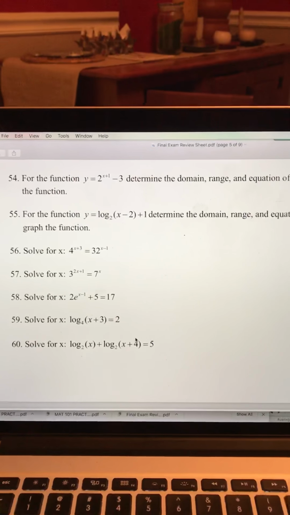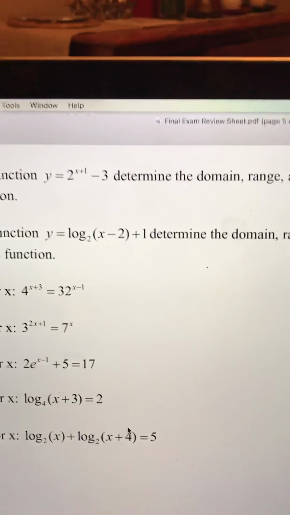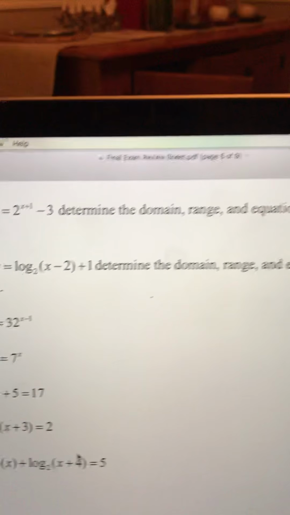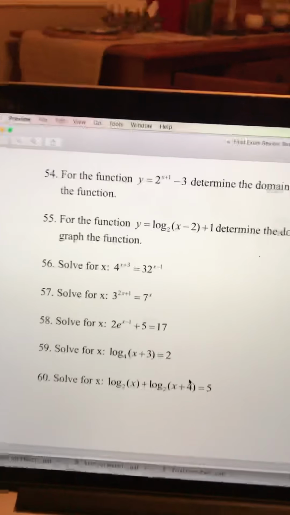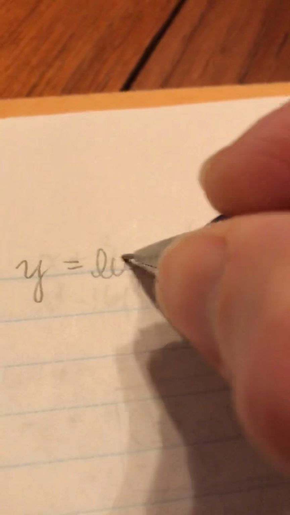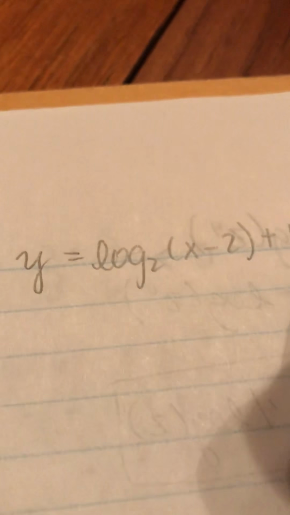We are on number 55 for the function y equals log base 2 of x minus 2 plus 1. Determine the domain, range, and equation of asymptote, and then graph the function. All right, so let me write this down. Y equals log base 2 of x minus 2 plus 1.